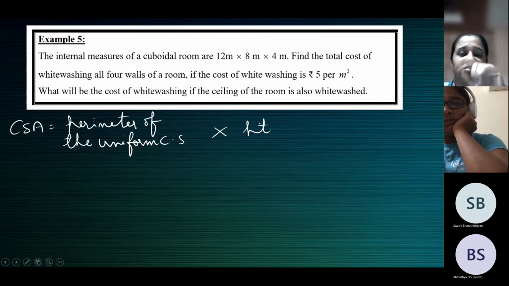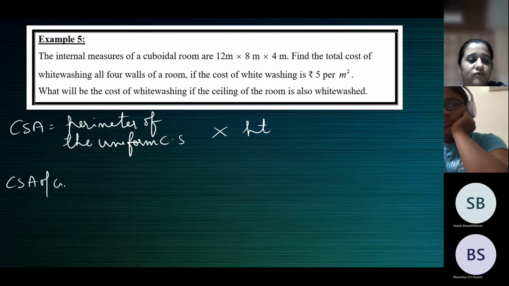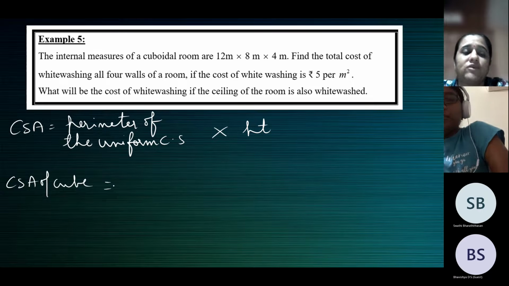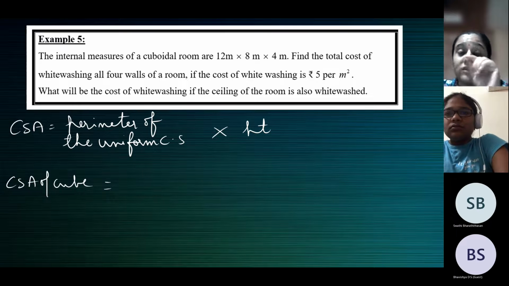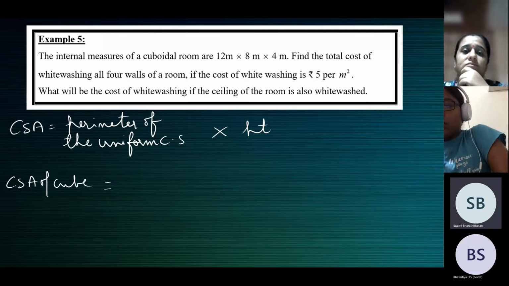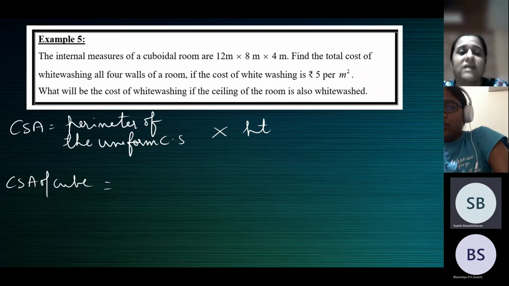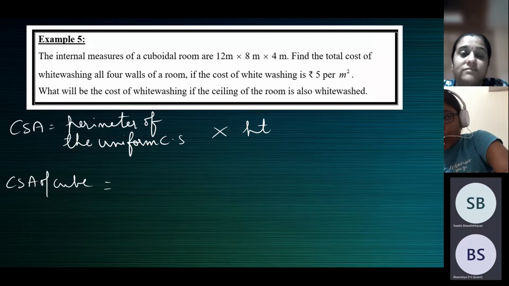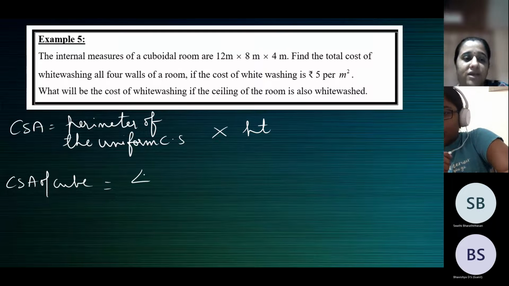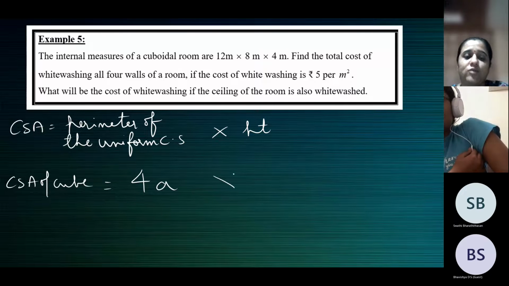Now we've already understood the formula to find the CSA of a cube and a cuboid. Let's see if we can get it. Now for a cube, CSA of cube. Children, what is the perimeter of the uniform cross section? What is the cross section of a cube? A square. What is the perimeter of the square? Perimeter, darling, perimeter. 4A. Perimeter of the uniform cross section is 4A, into what's the height of the cube?